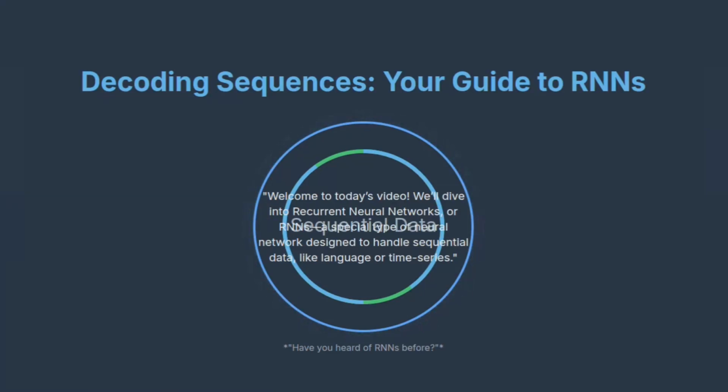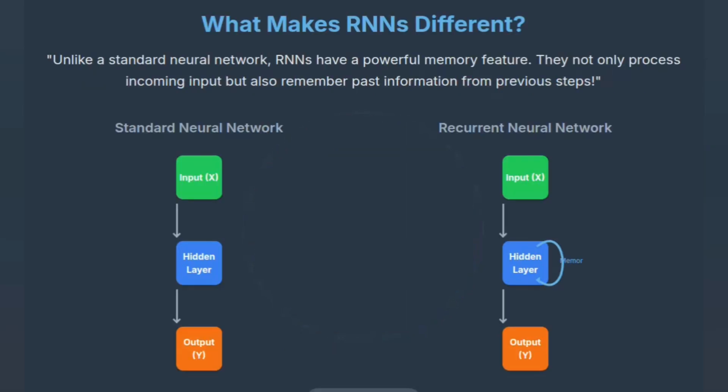Today, we're embarking on a fascinating journey into the world of recurrent neural networks, or RNNs. These clever networks are specifically designed to tackle data that unfolds over time, like the words in a sentence or the fluctuations in a stock price. Now, what truly sets RNNs apart from the more traditional neural networks you might be familiar with? It all boils down to memory.